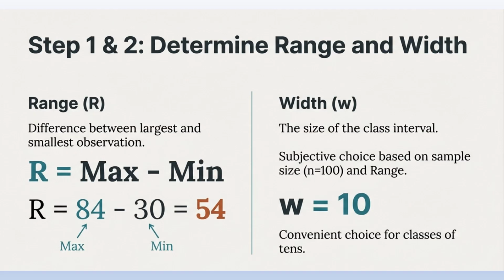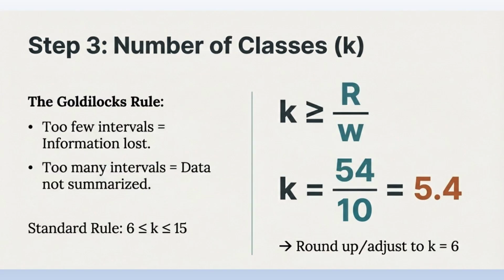Step 1. Determine range and width. Range is 54 and the width is 10. A convenient choice for classes of tens. K is greater than or equal to R divided by W. 54 divided by 10 is equal to 5.4. Round up, K is equal to 6.